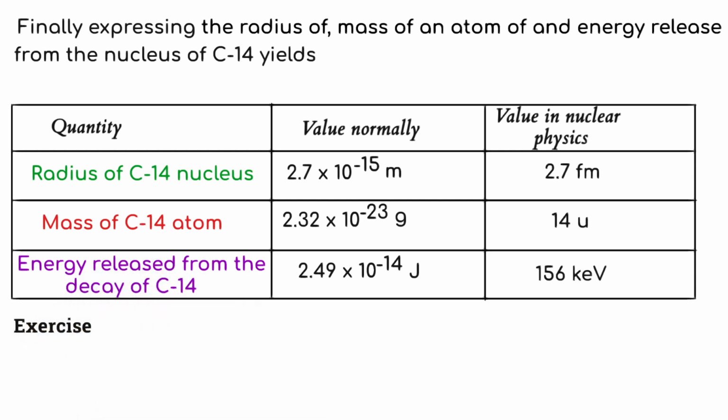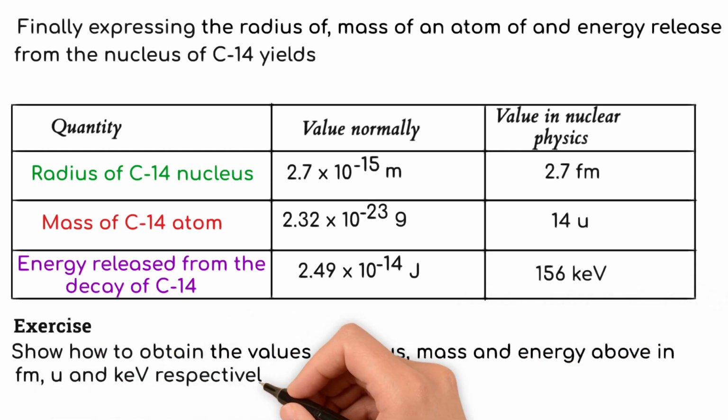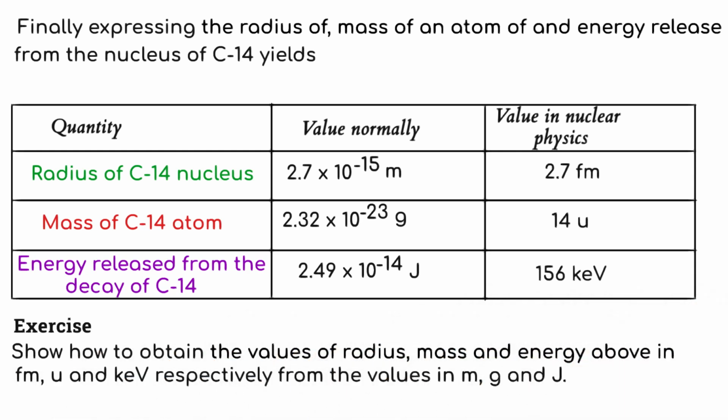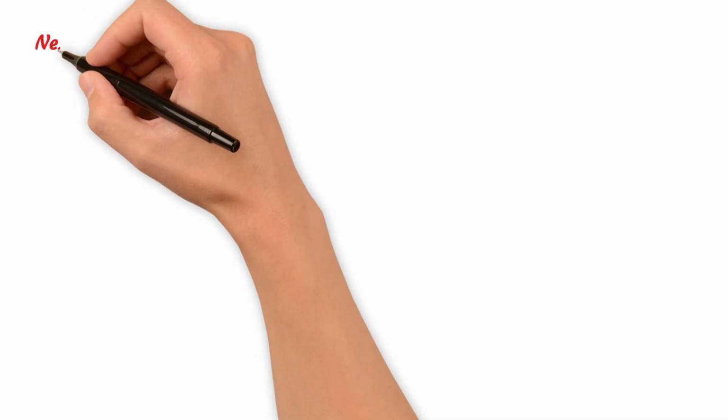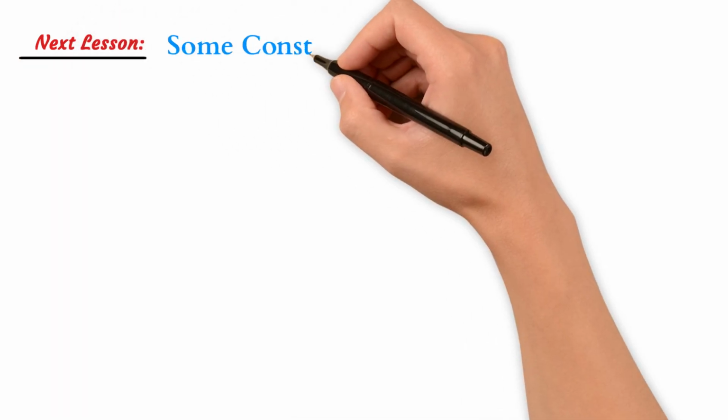So I'll leave it as an exercise for you to show how you can use the relationships that we have obtained between the corresponding units to obtain these values of the quantities in nuclear physics. So we have come to the end of the second lesson. In our next lesson, we'll be dealing with some constants used in nuclear physics.